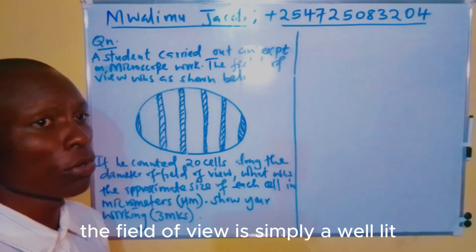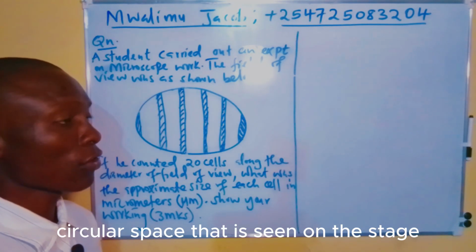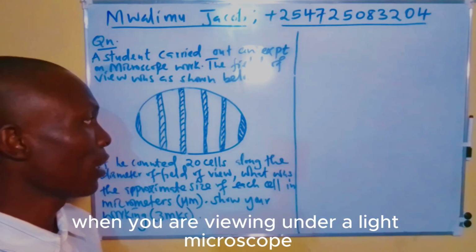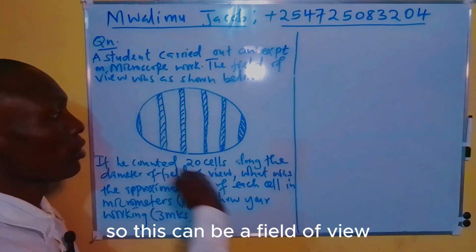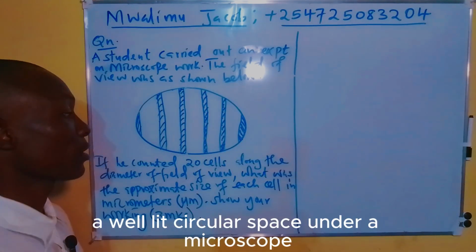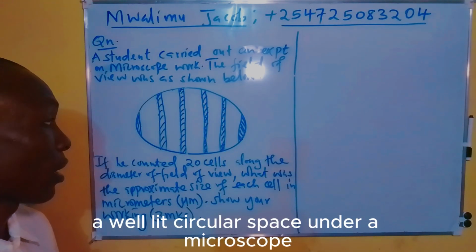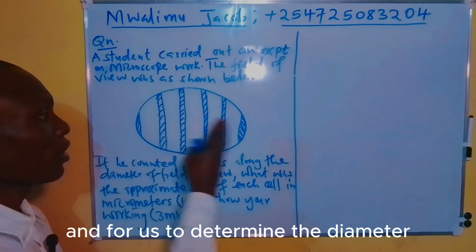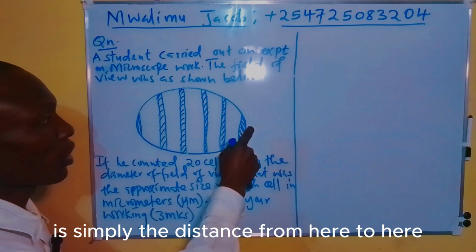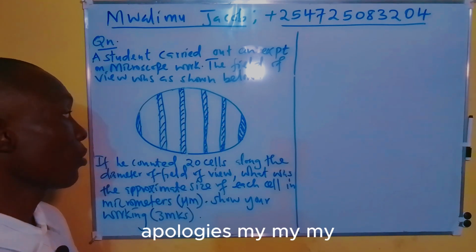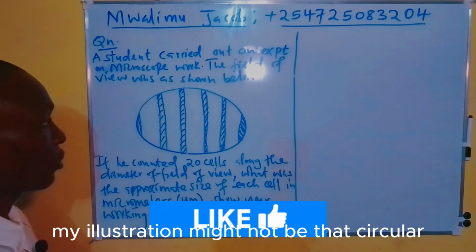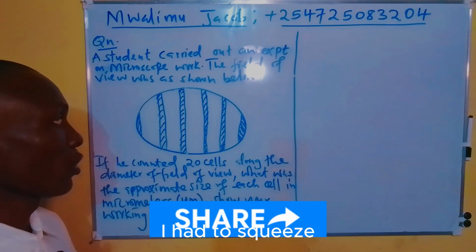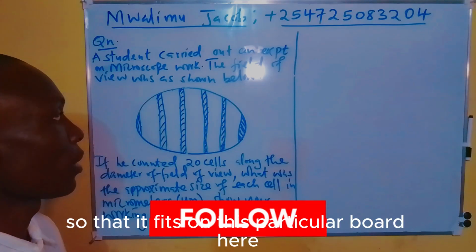So when you talk of the field of view, it is simply a well-lit circular space that is seen on the stage when you are viewing under a light microscope. So this can be a field of view. And for us to determine the diameter, when you talk of diameter, it is simply the distance from here to here or from here to here. Again, apologies, my illustration might not be that circular just because of the space that I have here. I had to squeeze it so that it fits on this particular board.